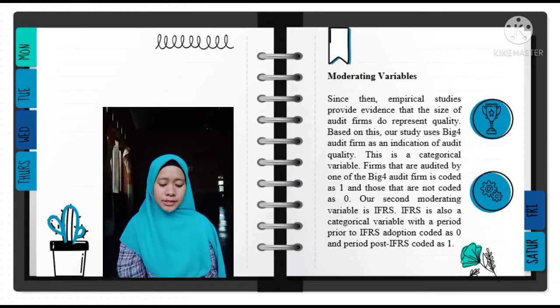Moderating variables. Empirical studies provide evidence that the size of audit firms does represent quality. Based on this, our study used Big 4 audit firms as an indication of audit quality. This is a categorical variable. Firms that are audited by one of the Big 4 audit firms are coded as 1, and those that are not are coded as 0. Our second moderating variable is IFRS. IFRS is also a categorical variable, with the period prior to IFRS adoption coded as 0 and the period post IFRS coded as 1.